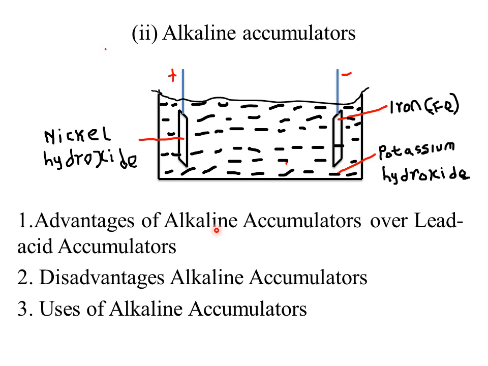The second advantage of alkaline accumulators over lead acid accumulators is that they can be kept in a discharged condition for a very long time before the cells are ruined, or destroyed. Unlike the lead acid accumulator, whose plates will buckle if it is stored in a discharged condition for a long time. So the second advantage is that alkaline accumulators can be kept in a discharged condition for a long time before the cells are ruined.